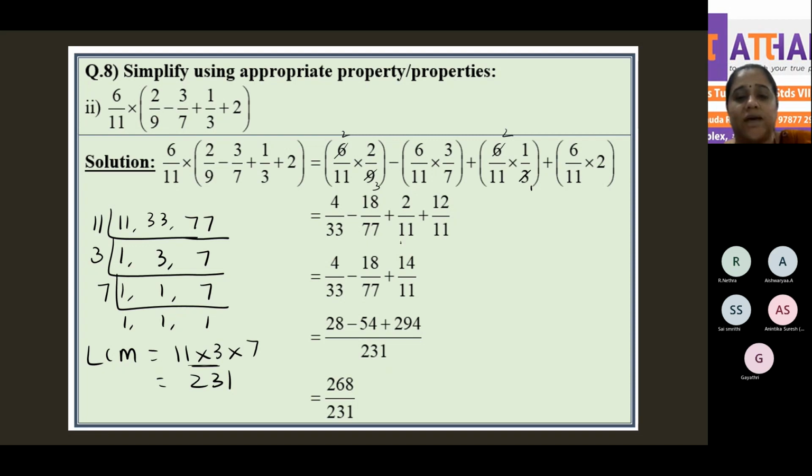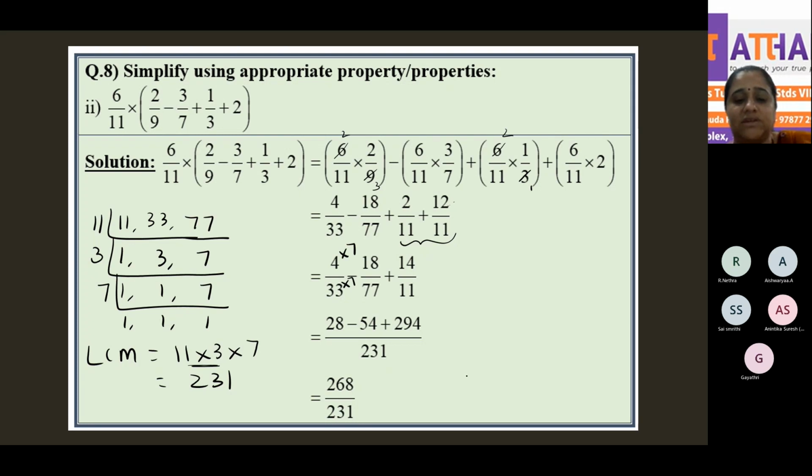So this one you can directly simplify, right? 2 plus 12 is 14, 14 by 11 because they have the same denominator. 2 by 11 and 12 by 11. So 2 plus 12, 14, 14 by 11. Now the LCM is 231. So 33 into 7. So into 7 here, 28.